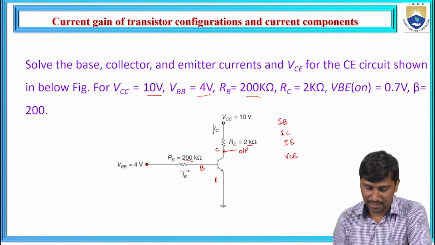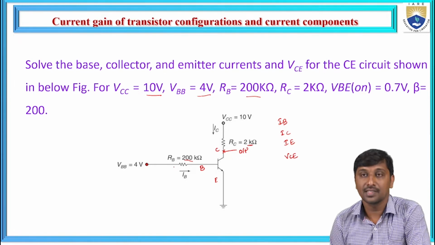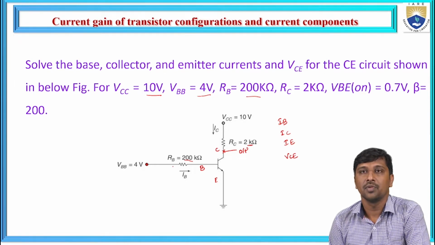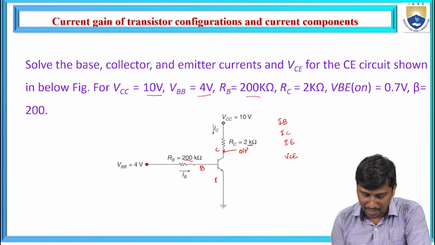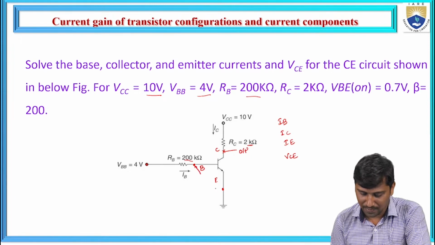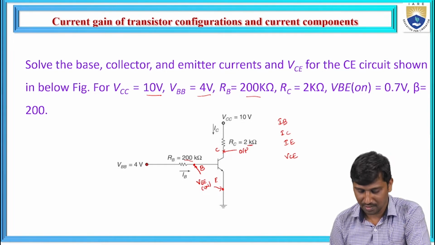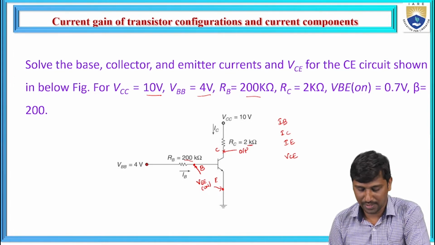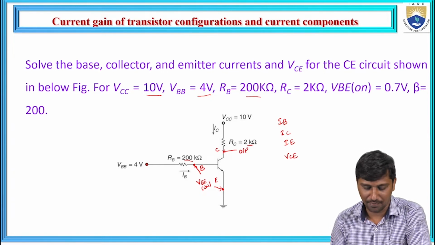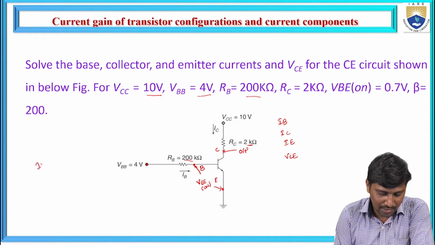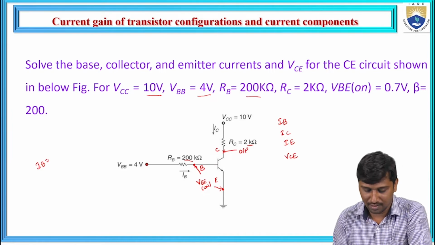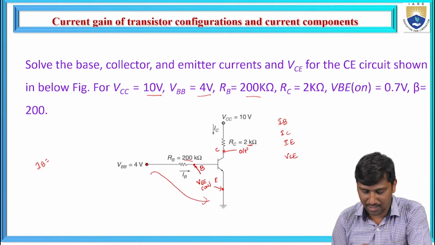To identify this base current across this RB, we need to find the base current. Internally we have a potential difference voltage between these two terminals, represented as VBE on. When this PN junction diode is on, it produces a cut-in voltage, represented as VBE on. To find the base current, apply the KVL at the input side.